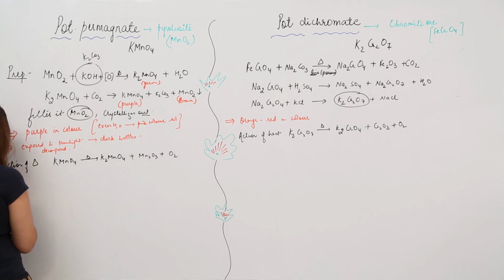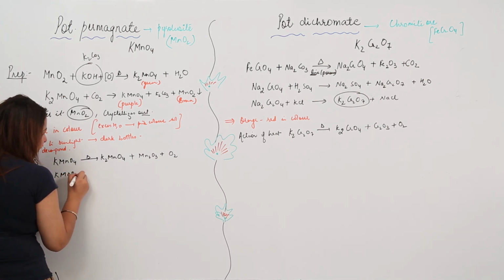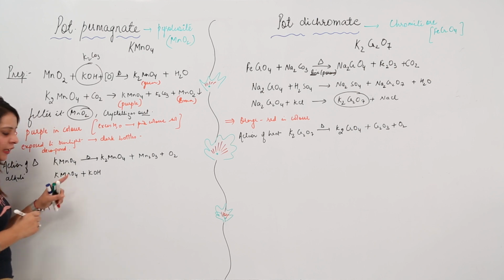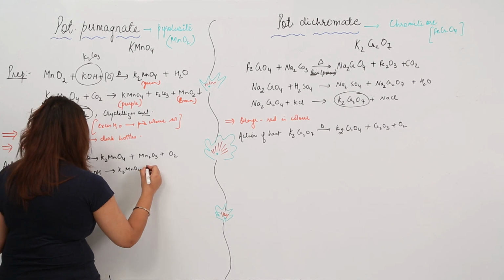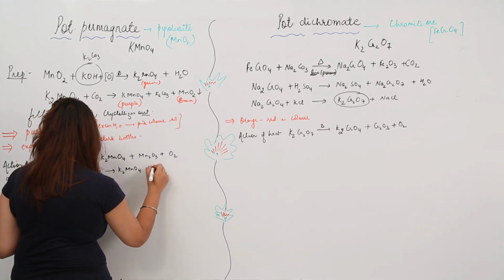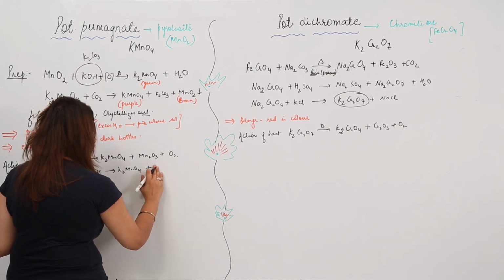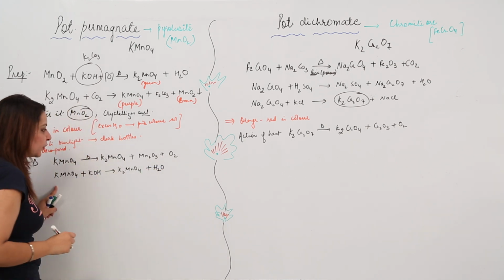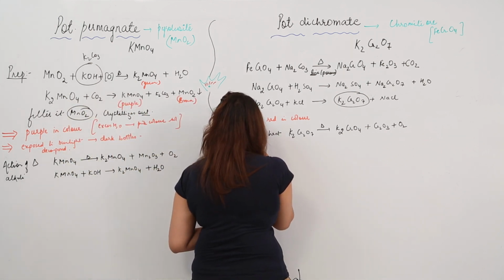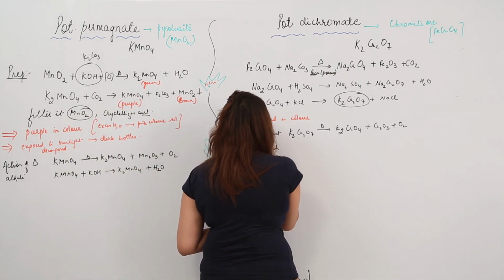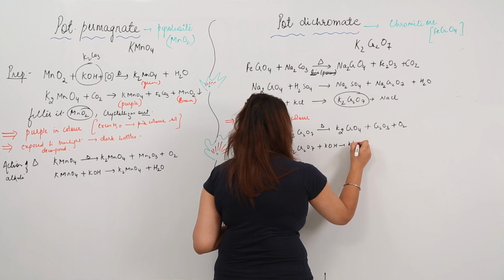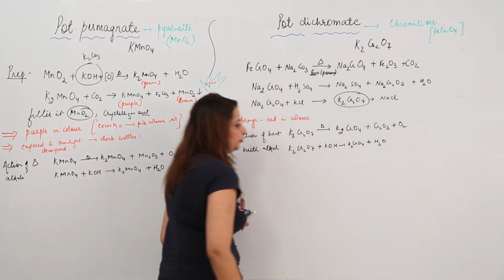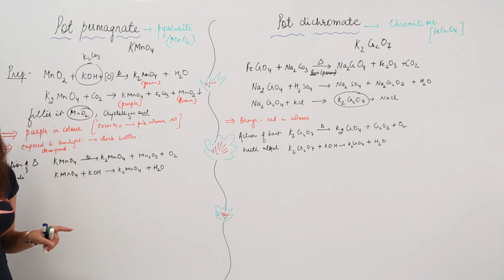Now what is the effect when we react with alkali? Suppose I have KMnO4 and I react it with alkali, let us take caustic potash, that is KOH. Then it will get converted again into potassium manganate, and along with that we will get water. And when K2Cr2O7 reacts with alkali, it will again form K2CrO4 and along with that we will get water. So this is how it reacts with alkali.